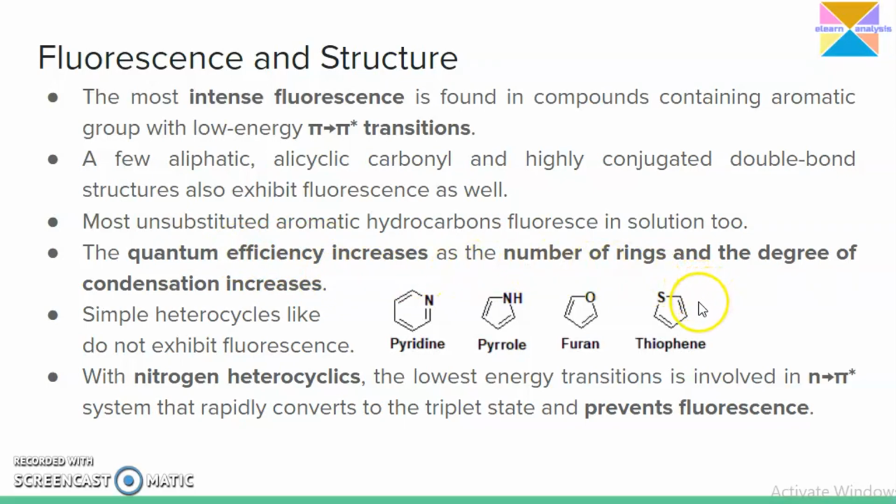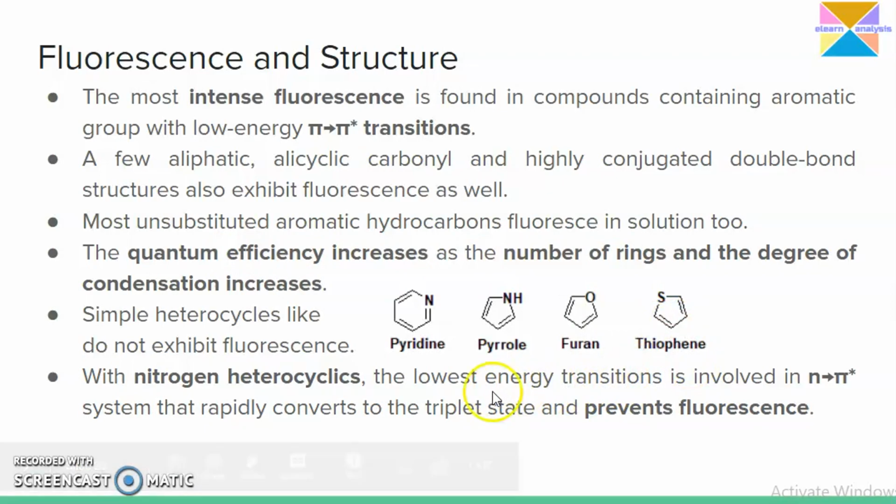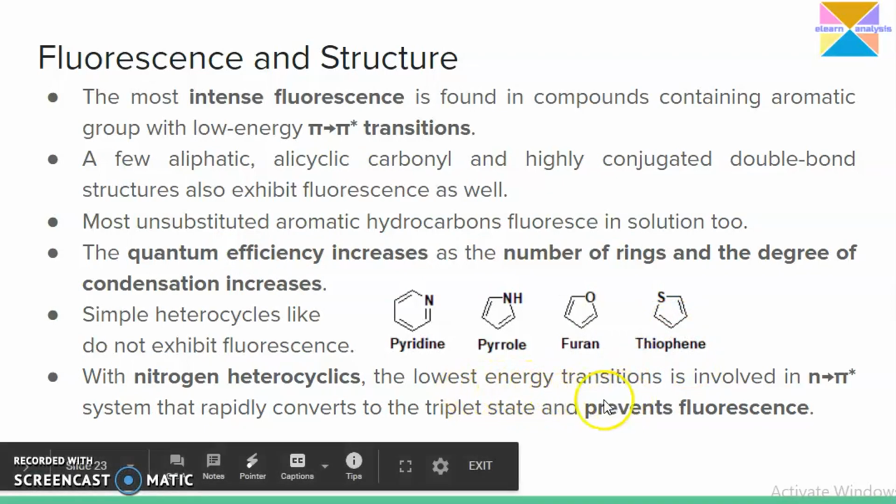Some simple heterocycles like pyridine, pyrrole, furan, thiophene do not exhibit any fluorescence. With nitrogen heterocycles, the lowest energy transition involved is in an n to pi star system that rapidly converts to the triplet state and prevents fluorescence.